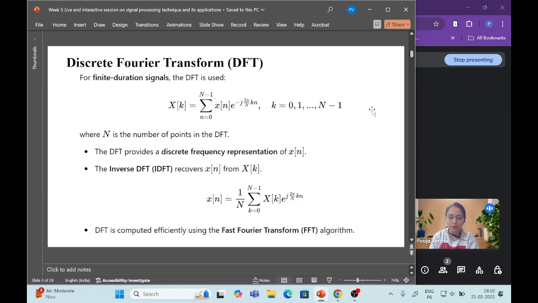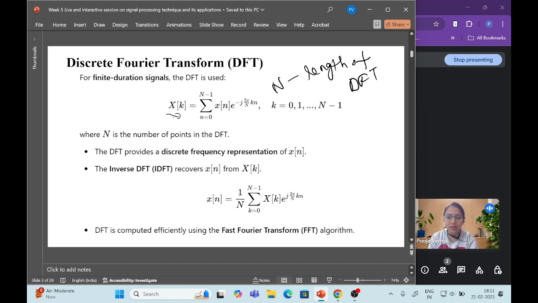Already you know that in the previous week we covered the discrete Fourier transform. The discrete Fourier transform is defined for a finite duration signal. It is expressed by X of k, equal to the summation over n from 0 to N minus 1 of x of n e to the power minus j 2 pi by N k n, where k varies from 0 to N minus 1, and N is the length of the DFT.